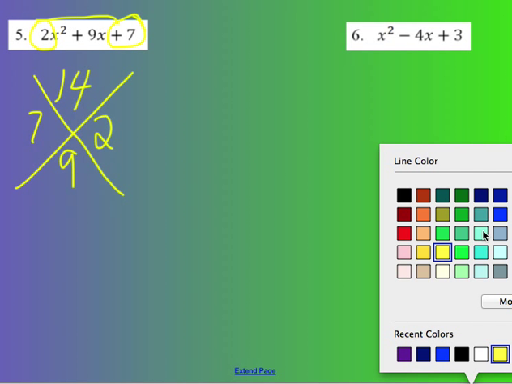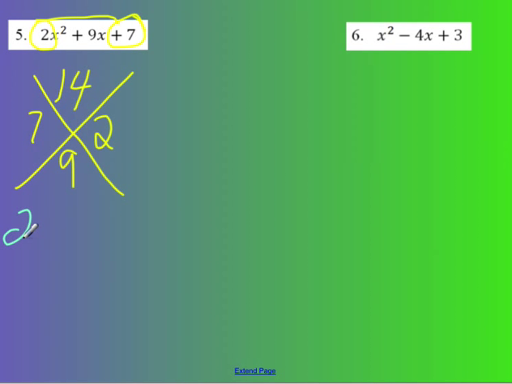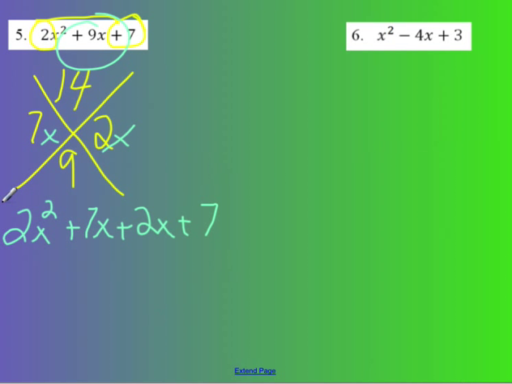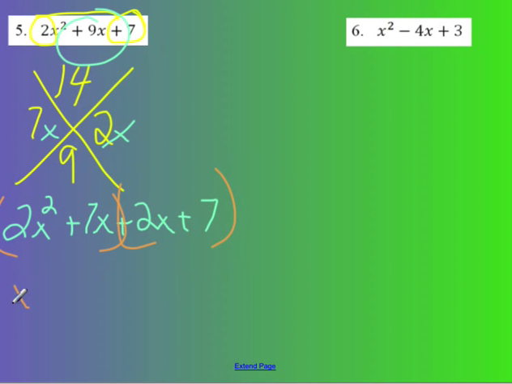So now what we're going to do is keep our first term the same. Then instead of writing 9x, I'm going to split it up using this. So this is 7x plus 2x. And now I'm ready to factor by grouping. So I'm going to make my 2 groups. Between 2x squared and x, I can divide out an x. So I'm dividing each of these terms by x.